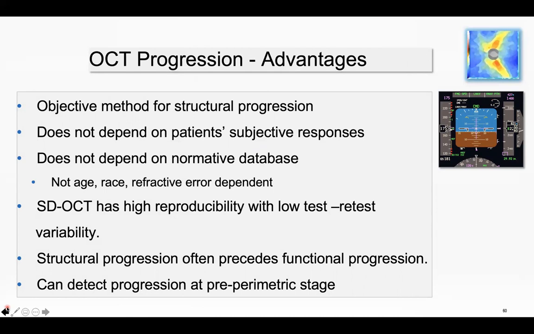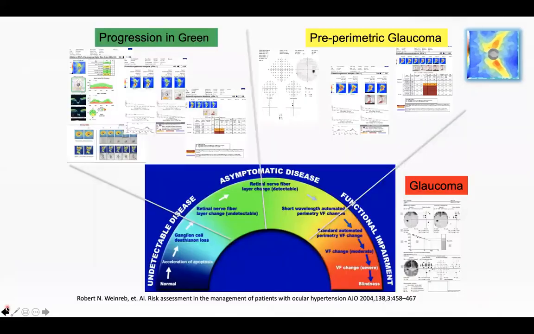So it's not age, race, or refractive error dependent. Spectral domain OCT has high reproducibility with low retest variability. So it's very stable. Structural progression often precedes functional progression, and it can detect progression at the pre-parametric stage. I like this slide a lot.